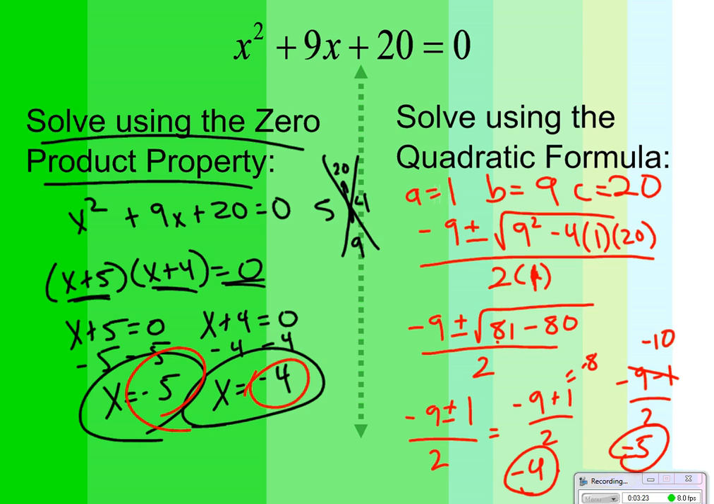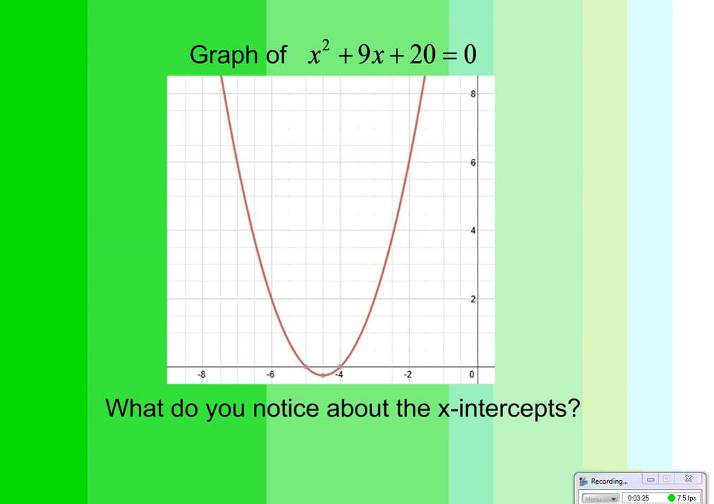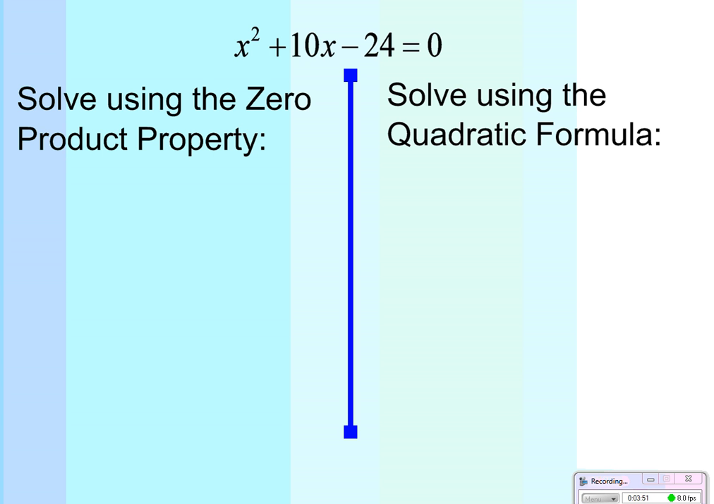Life is good. Now if I look at the graph, this is the graph of x squared plus 9x plus 20. Notice something. Where does it cross the x-axis? It crosses at -4 and at -5. This is -6 over here, this is -4, -2. Something should have jumped out at you: that's exactly what we got when we factored it and when we used the quadratic formula. That's not a coincidence.